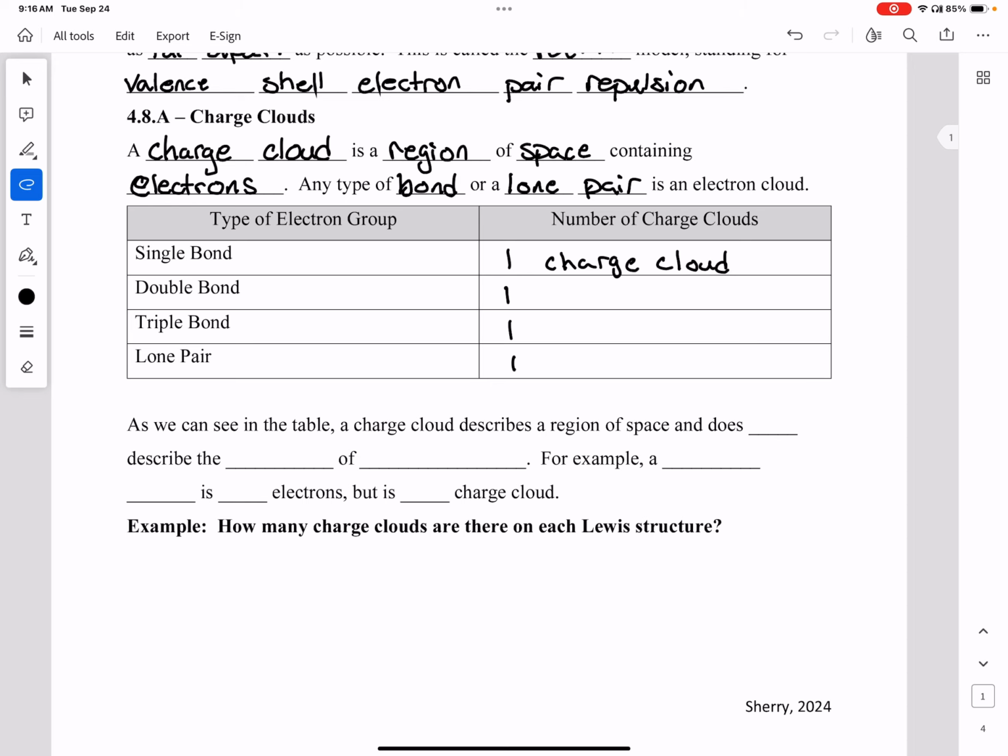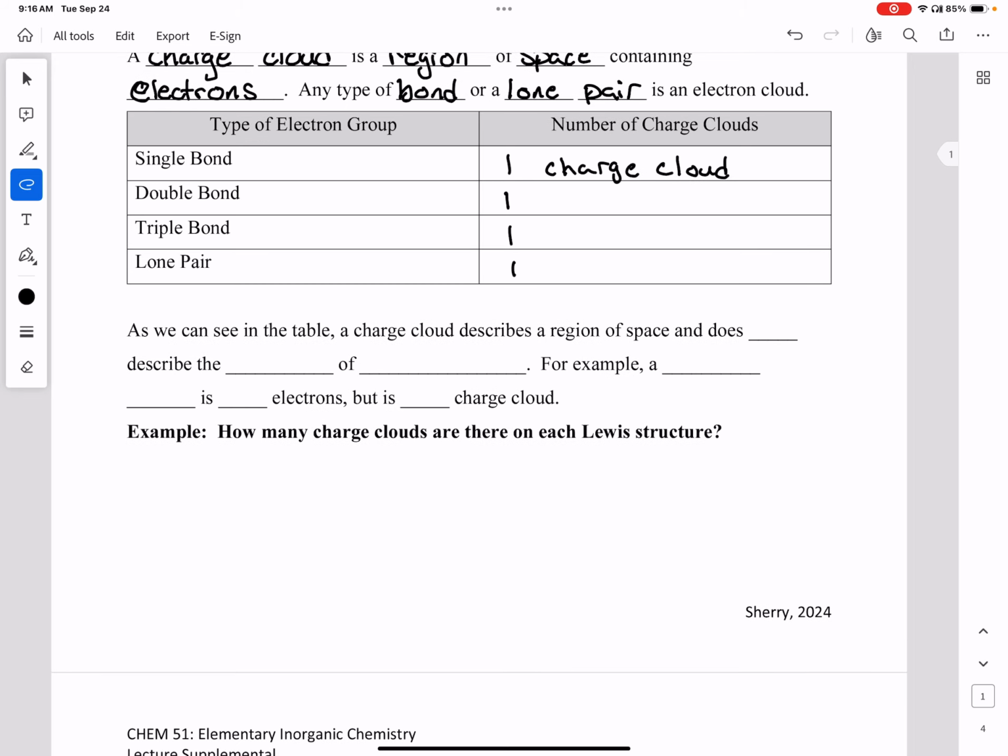So just to reiterate, we said before that since it does describe a region of space, it does not describe the number of electrons. An example is a triple bond contains 6 electrons, but is only one charge cloud. Can't emphasize that enough.